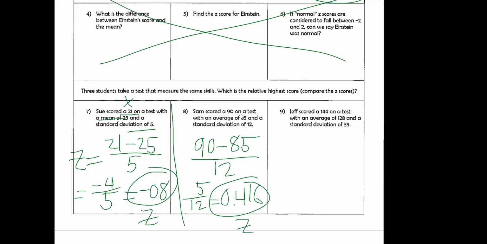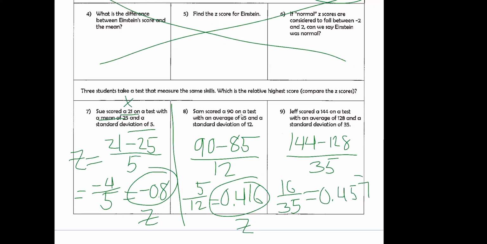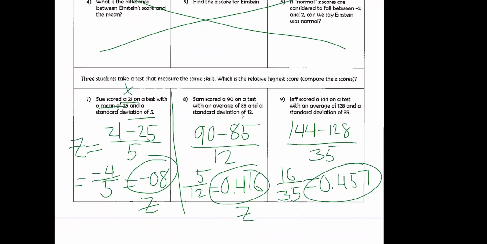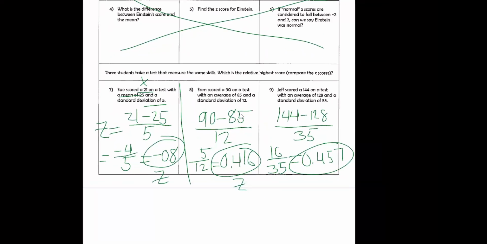And then the last one, Jeff scored a 144. We're going to subtract the average, they tell us is 128, divided by 35. If we simplify that, 144 minus 128, press equals, that's 16 over 35. So that is roughly 0.457. And you could round, if you want to put 1 or 2 places, but I would probably put at least 2 places because we're comparing these answers.